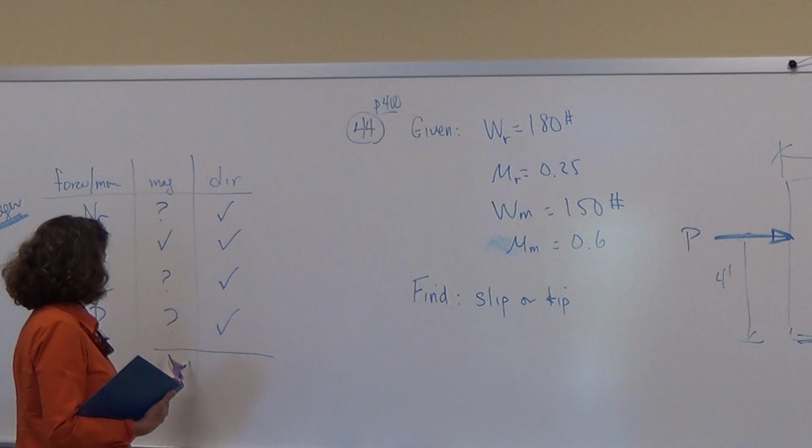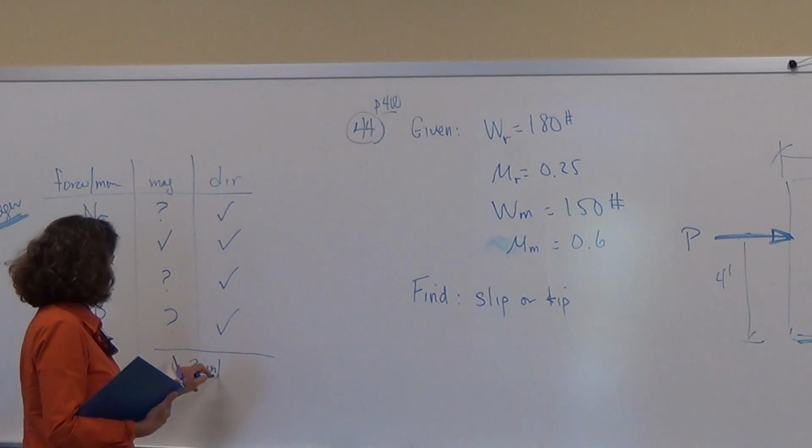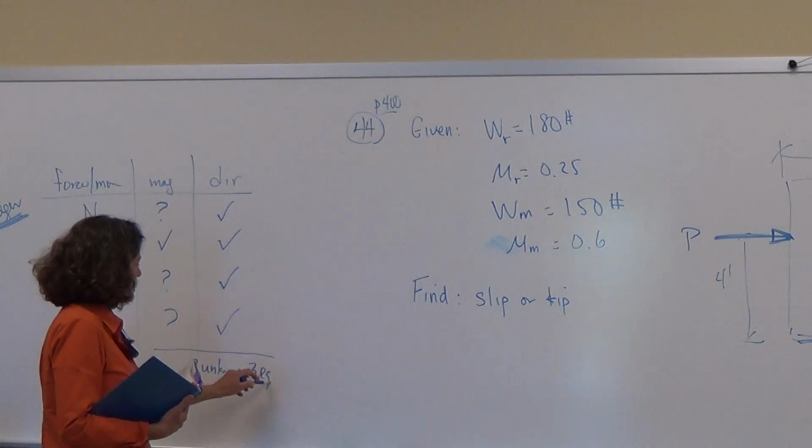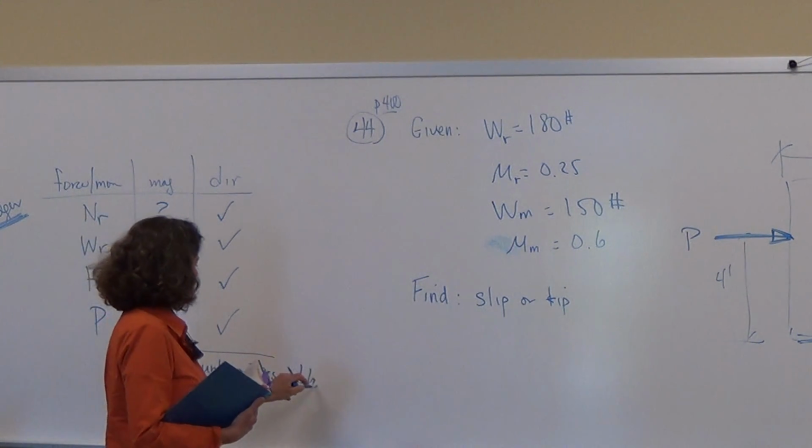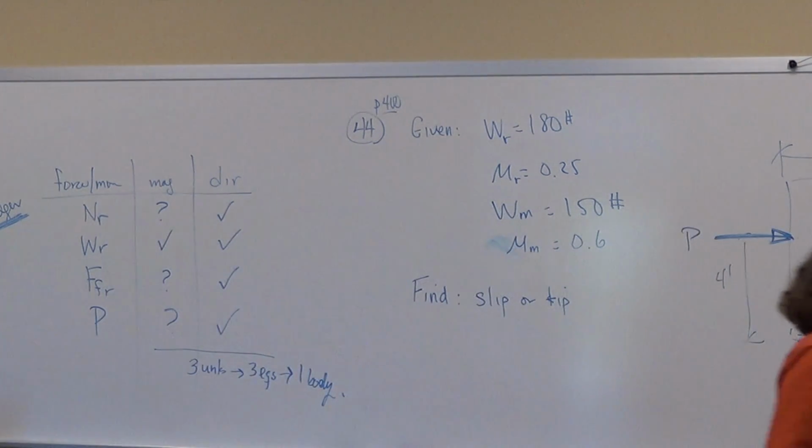How many unknowns do we have? 3 unknowns. How many equations do we need? 3 equations. How many bodies? 1. What equations do we have? Sum of forces in the x, sum of forces in the y, the moment, and the friction equation. We have 4 equations. We only need 3. But we're analyzing for 2 different things, whether it slides or tips. Which equation are you going to use for tipping? Moment equation. So let's analyze it for sliding first.